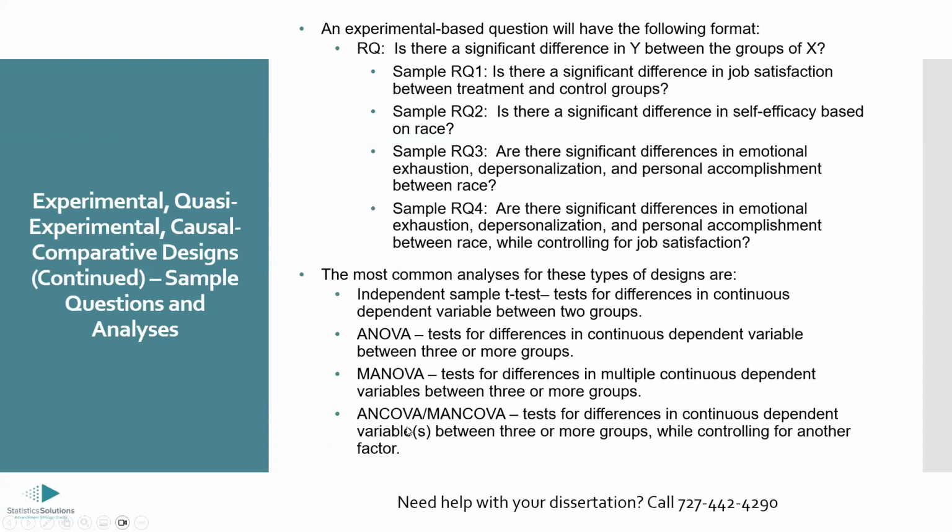And then you can also run an ANCOVA or a MANCOVA potentially. So the C here stands for covariance. So an analysis of covariance or a multivariate analysis of covariance. So this is used when you're introducing a third factor to your study that you want to control for. So that would apply to question 4 here. Are there significant differences in these factors based on race while controlling for job satisfaction? So essentially what that's doing is it's holding job satisfaction constant in your model, and it's seeing if there are still differences in your key variables by race.